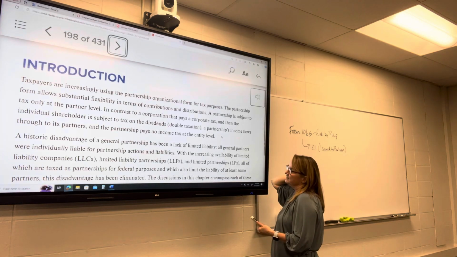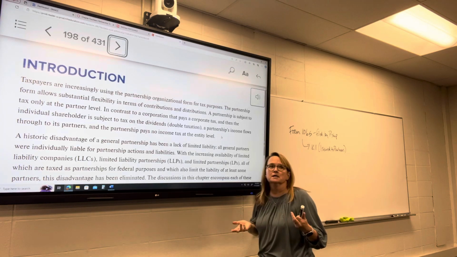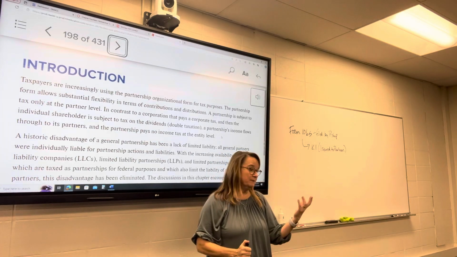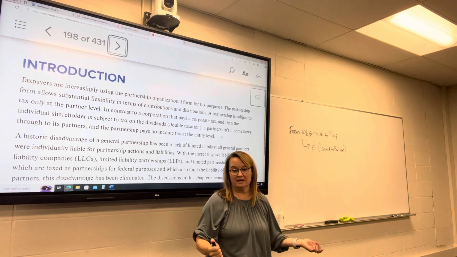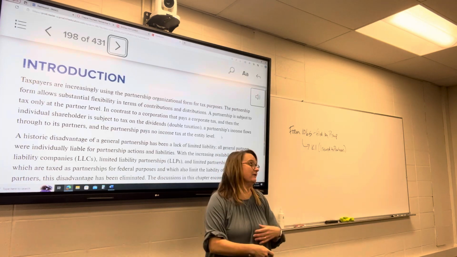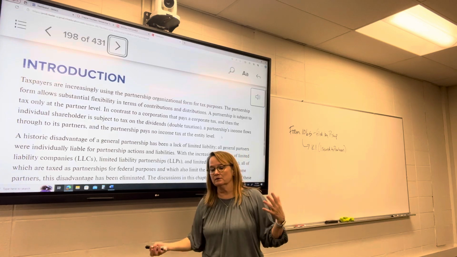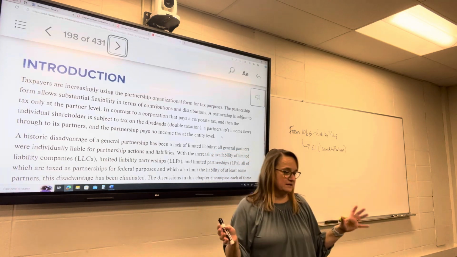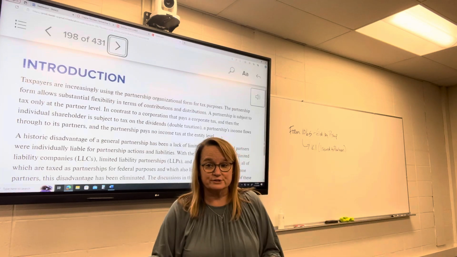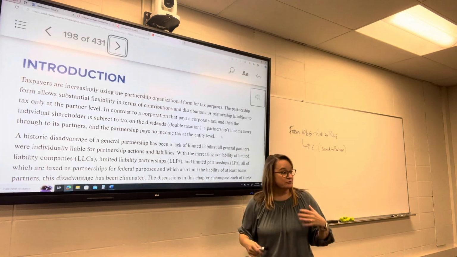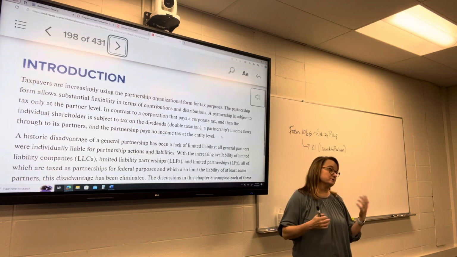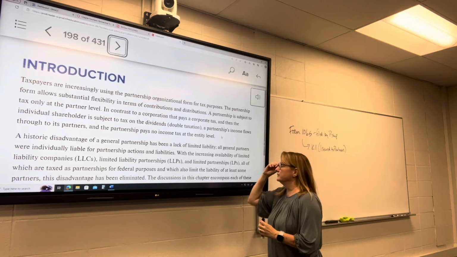Now, partnerships are popular because they're easy. Anytime two people go into business together, they automatically form a partnership, right? So if you don't do anything else, you don't file any other business forms, you just automatically are a partnership. So it's kind of the default for any type of business where there's more than one person, and that would include a married couple as well.